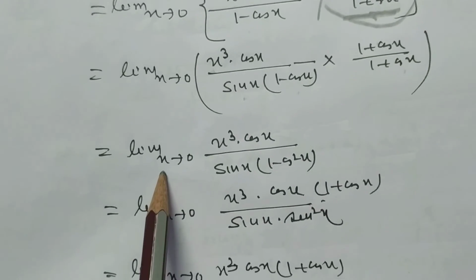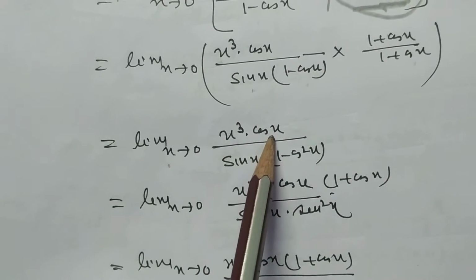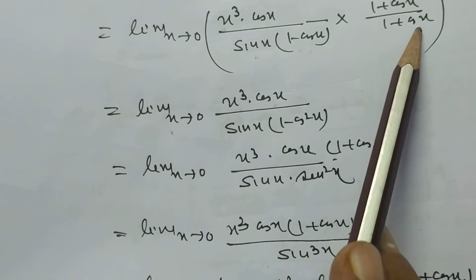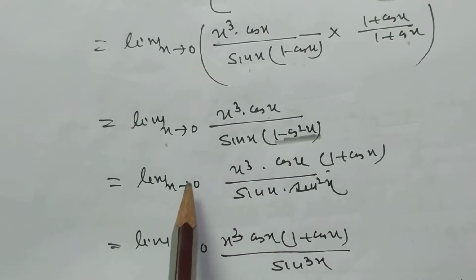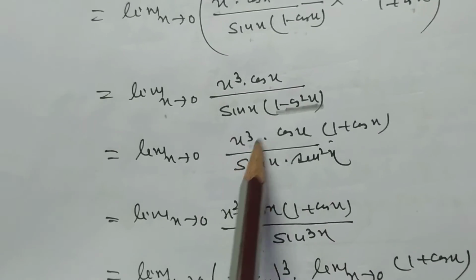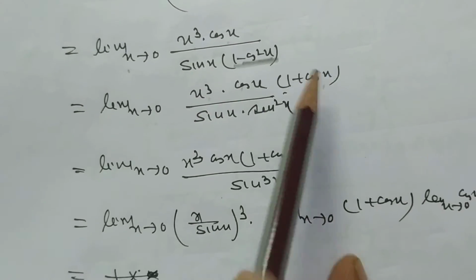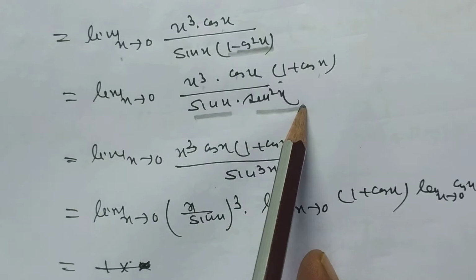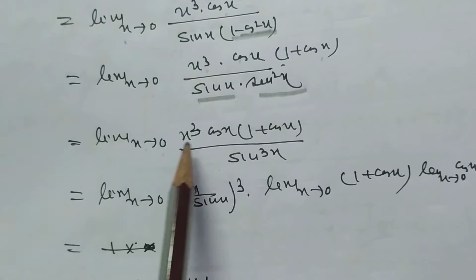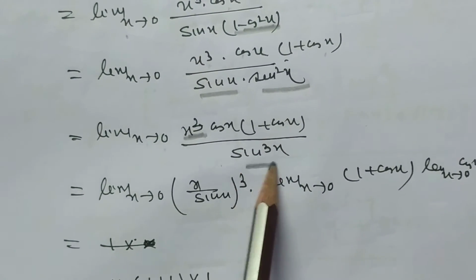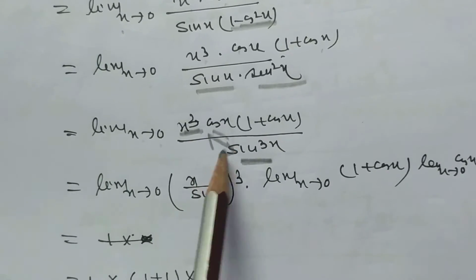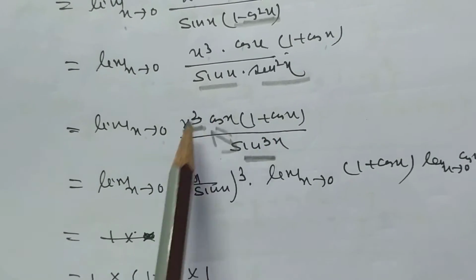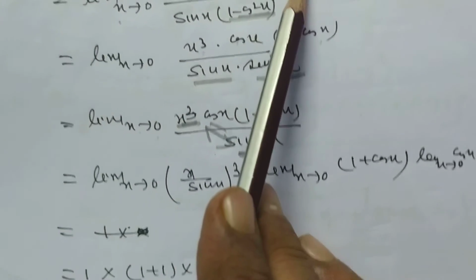So it will be limit x tends to 0, x cube into cos x, and 1 minus cos x into 1 plus cos x is 1 minus cos square x, and it will be limit x tends to 0, x cube cos x, 1 plus cos x, sin x by sin square x. Now limit x tends to 0, x cube by sin x cube here. To resolve it on the formula, we do some arrangement.